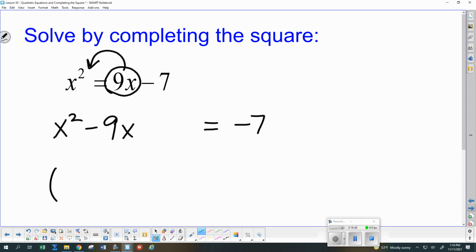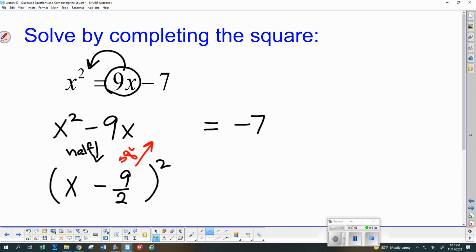Then the next step was get our little parentheses that's squared. We need to take half of minus 9. Am I going to write it as minus 4.5? Minus 4.5. Not going to use decimals. We're going to write it as minus 9 over 2 so that it is easier to square.